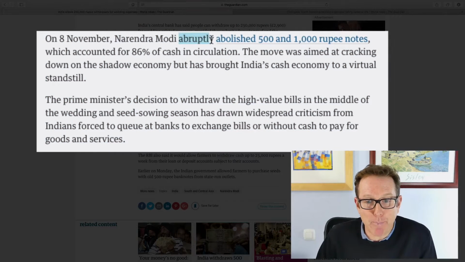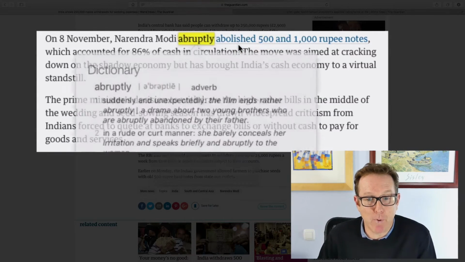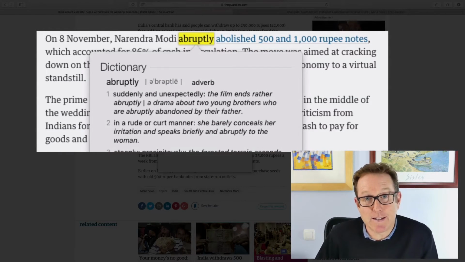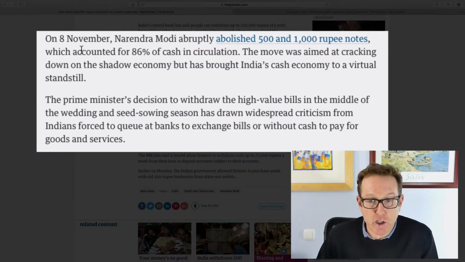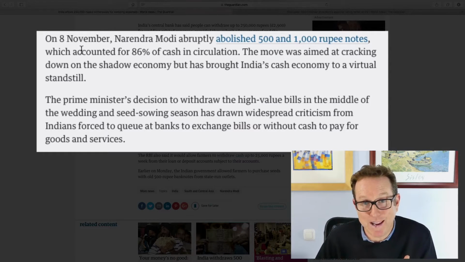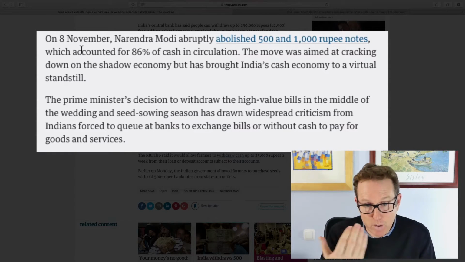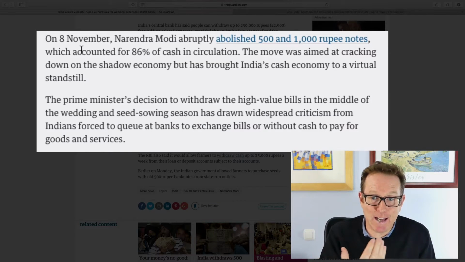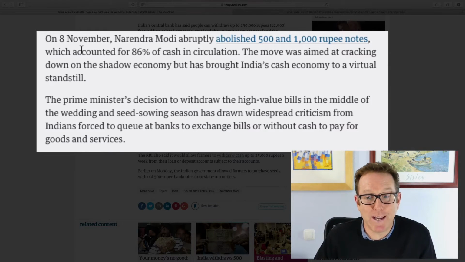Abruptly. He abruptly abolished. Now, if you do something abruptly, let's have a look in the dictionary. If you do something abruptly, we can see here that it is sudden or unexpectedly. Okay, abruptly. He abolished these rupee notes, the 500 and 1,000 rupee notes, which accounted for 86% of cash in circulation. So all of the money that was circulating in India, 86% was in 500 or 1,000 rupee notes.